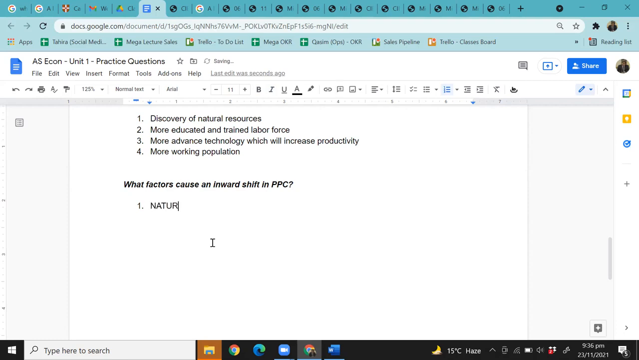First one, natural disasters. Think about it. What happens when a severe natural disaster hits a country? There might be some deaths, some casualties, and loss of land. With flooding, the fertility of agricultural land is affected. Houses might be destroyed, machinery might be destroyed, factories might be destroyed, right? So natural disasters like that.